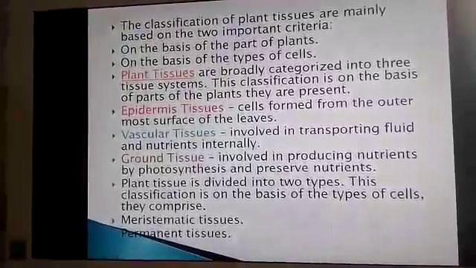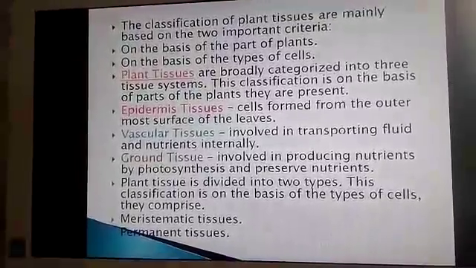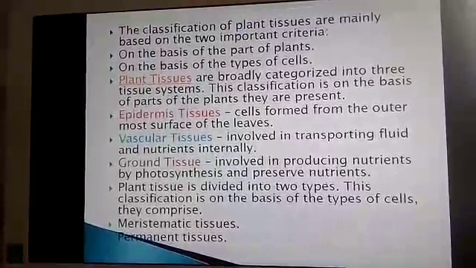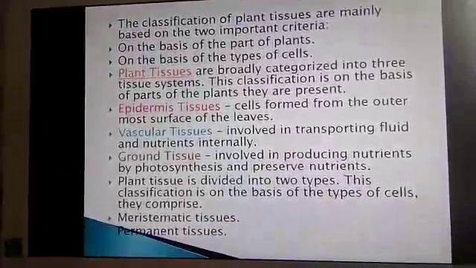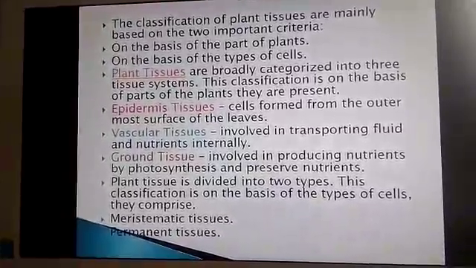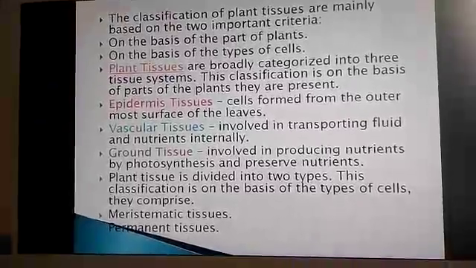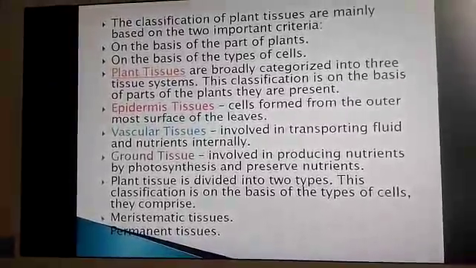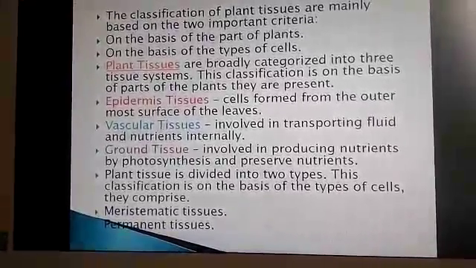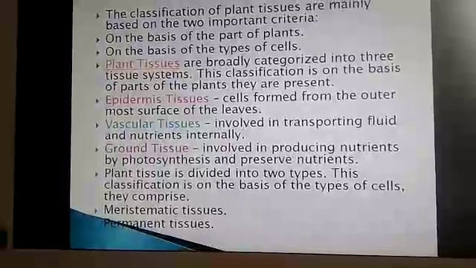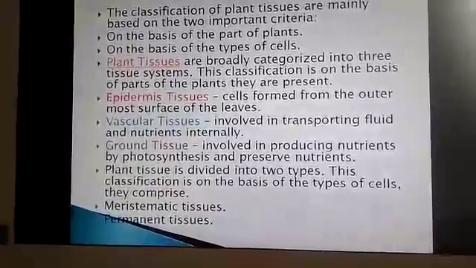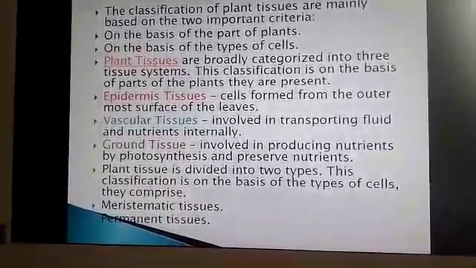So epidermal tissue. What is epidermal tissue? The cells formed from the outermost surface of the leaves or the outermost surface of the plant. And vascular tissues are involved in transporting fluid and nutrients internally for the plant. And ground tissue is involved in producing nutrients by photosynthesis and preserving nutrients.